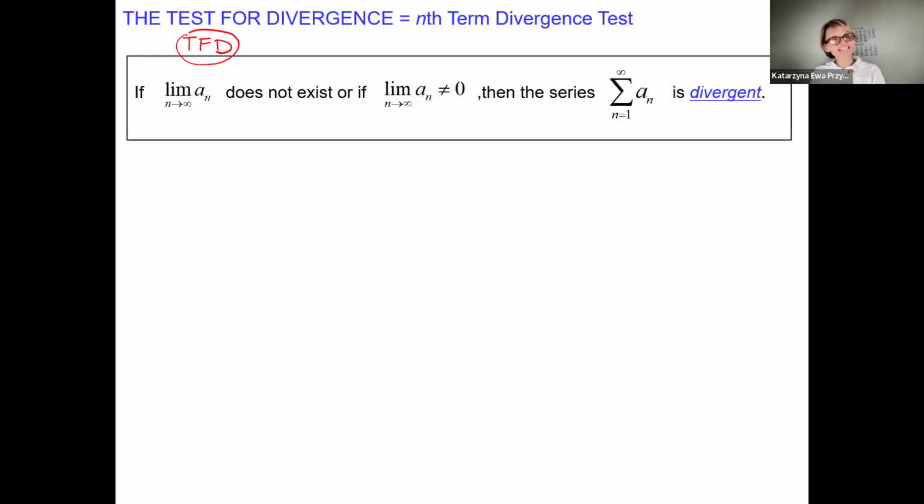Okay, what this test is telling us, let's look at this. If the limit of the sequence a sub n does not exist or is different than 0, then the infinite summation, the infinite series, is divergent. No chance for convergence. Of course, if the limit does not exist, or if the limit is different than 0, then the infinite series is divergent.